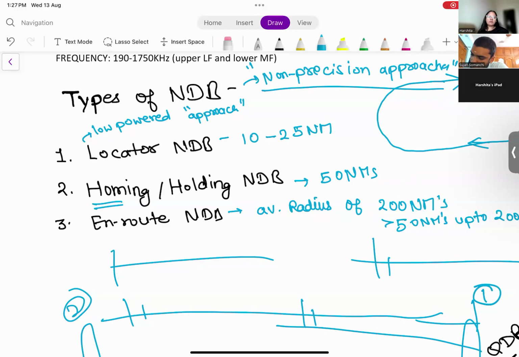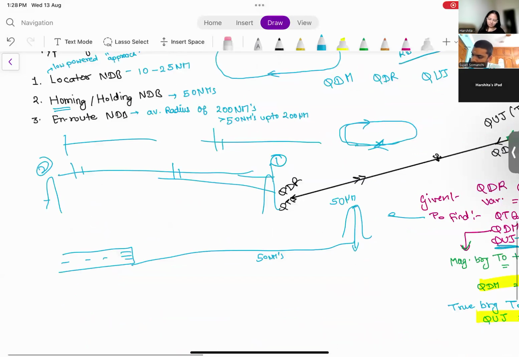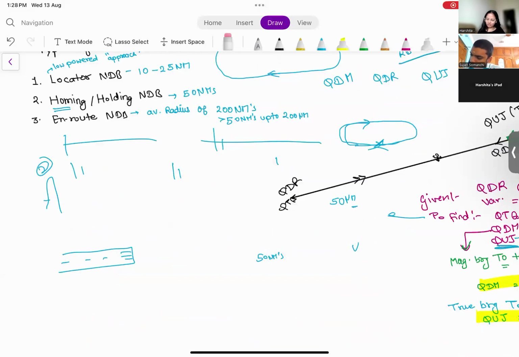So locator NDB is a low powered NDB. That is why they are using it only for a short range, that is 10 to 25 nautical mile. Then comes the homing or the holding NDB, which is situated nearly at an average radius of 50 nautical mile. Then there is an en route NDB, which is situated at more than 50 nautical miles. It can go up to 200 nautical miles. Right? Do you have doubt in it? These three types of NDB?